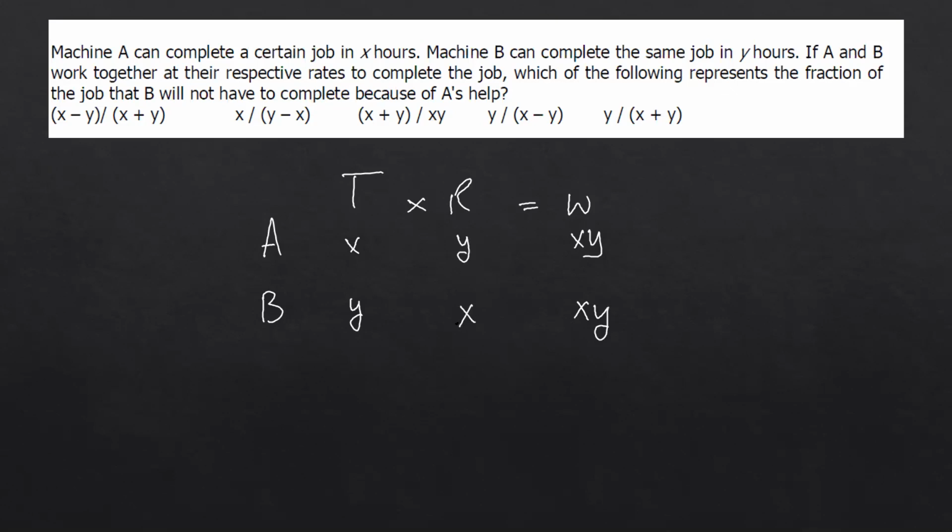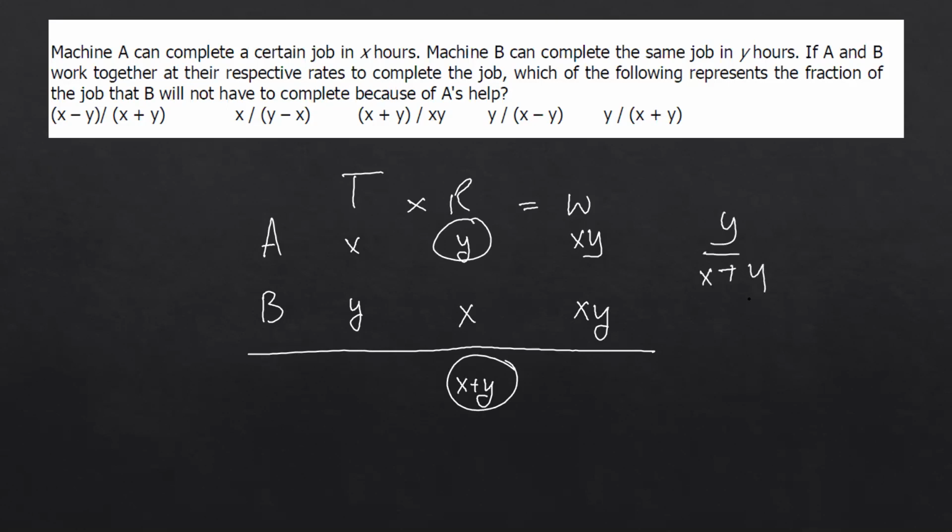So A does Y units per hour and B does X units per hour. Together they do X plus Y units per hour, right? So what fraction of the job does A do? A does Y units out of X plus Y units. So the answer is Y over X plus Y. Do you guys understand? Yep. Lakshmi Narayan, did you understand this?